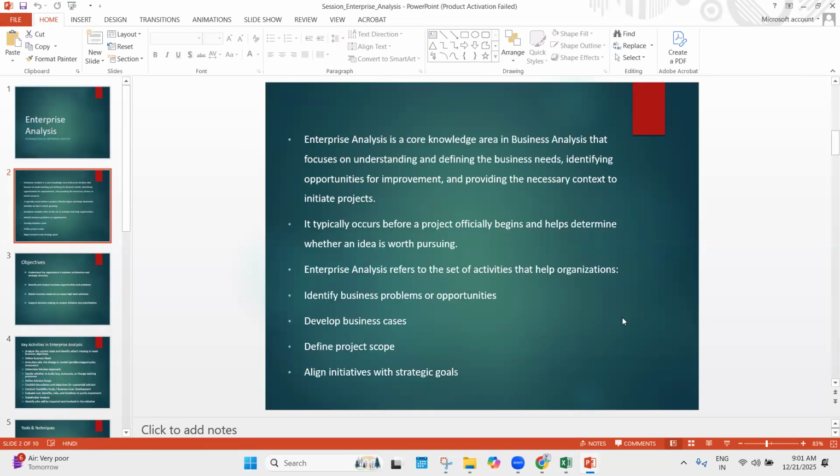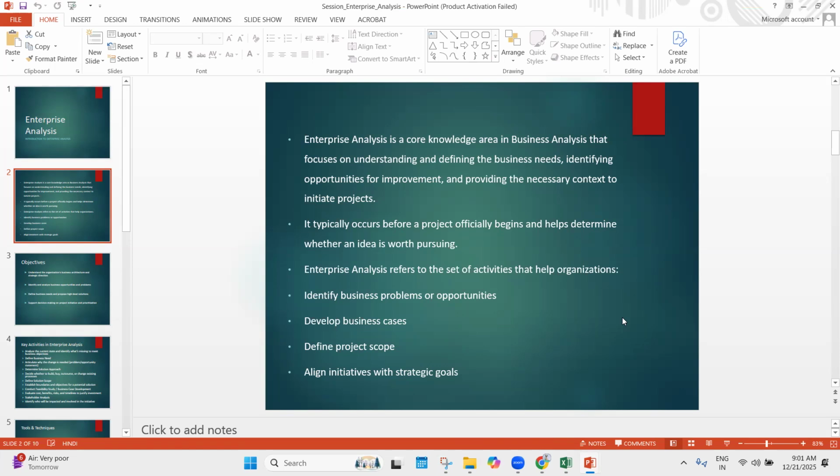So this enterprise analysis is nothing but, say, a few of the companies or organizations at the enterprise level. Enterprise level is where they will be having the product which will be delivered to multiple organizations. So when you are getting the requirements at the organizational level, it is quite different from when you take the requirements from the enterprise level.